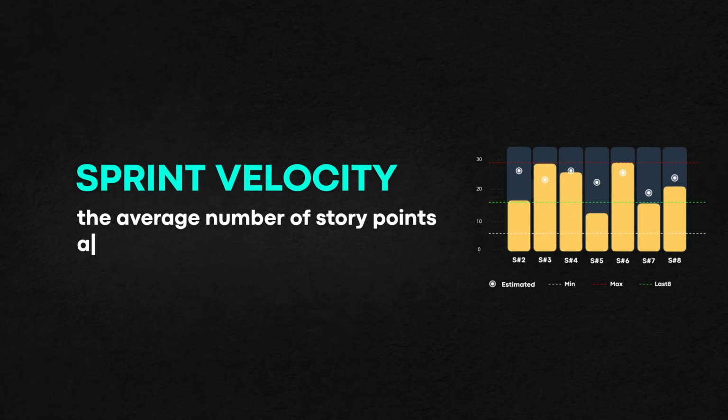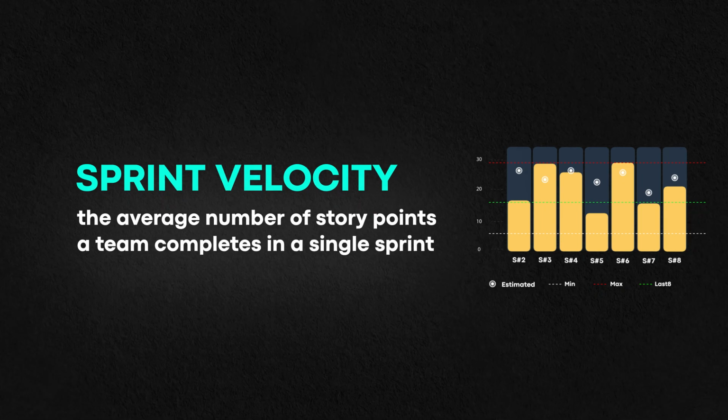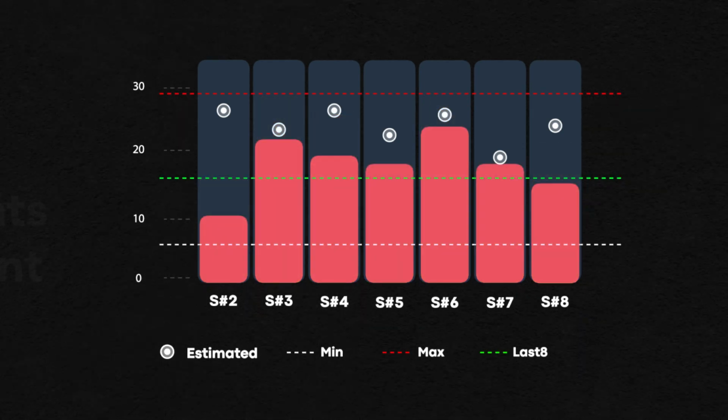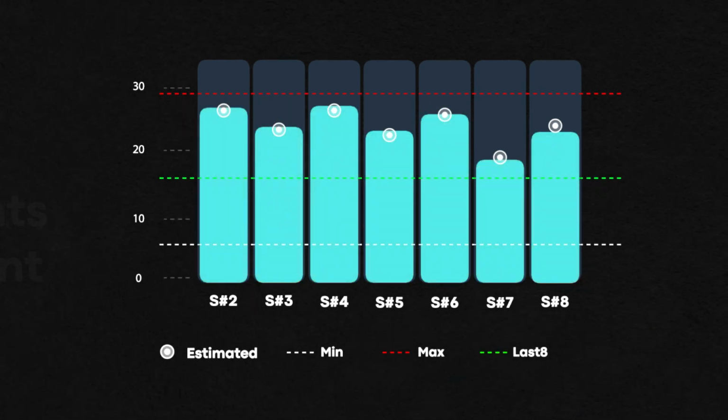So we did mention velocity early on, not a velociraptor. Velocity is the average number of points that a team completes in a single sprint. When you're first starting out, you're trying to figure out what you estimate and then what you do. Ideally, you're going to get better at completing more of those points per sprint. But you will have variation as well, and teams change, and different parts of the product may be more complex, and you may or may not be good at estimating yet.